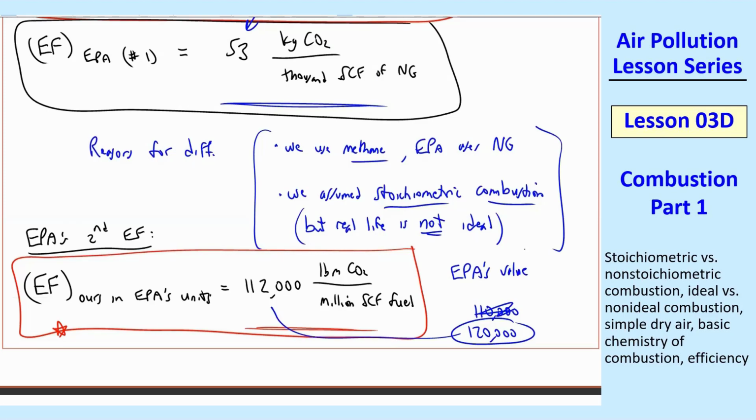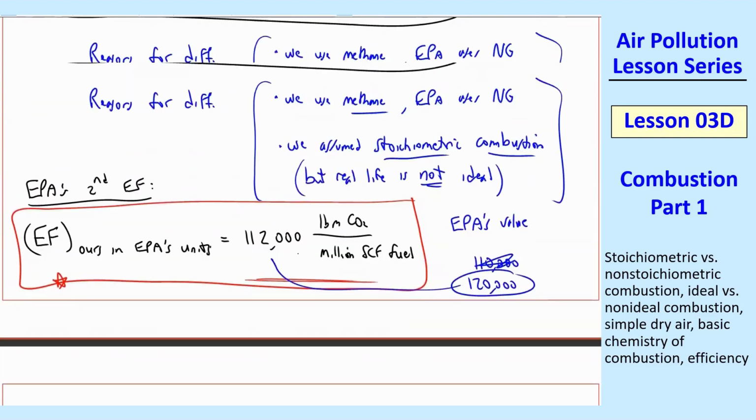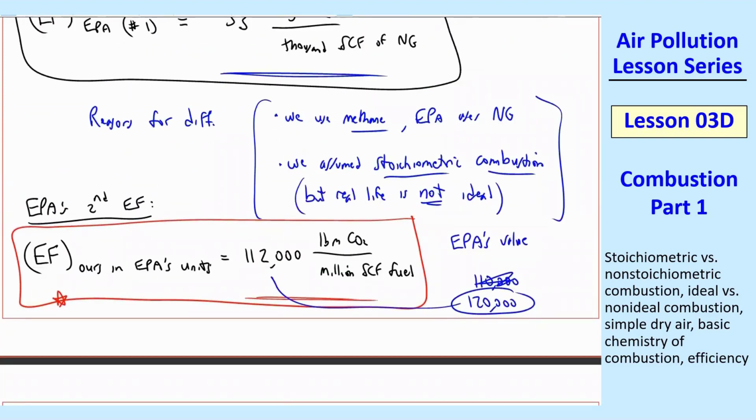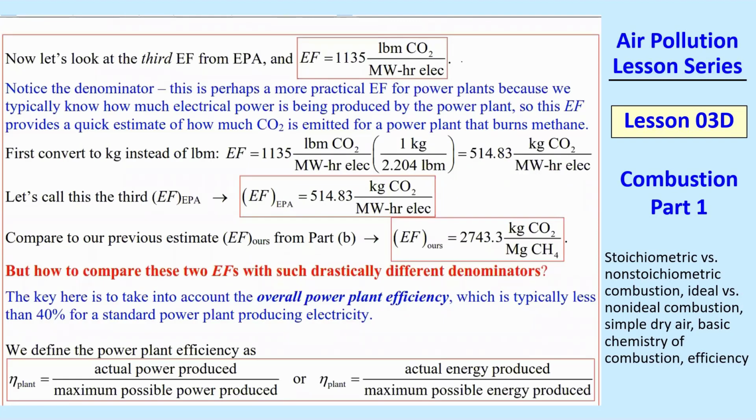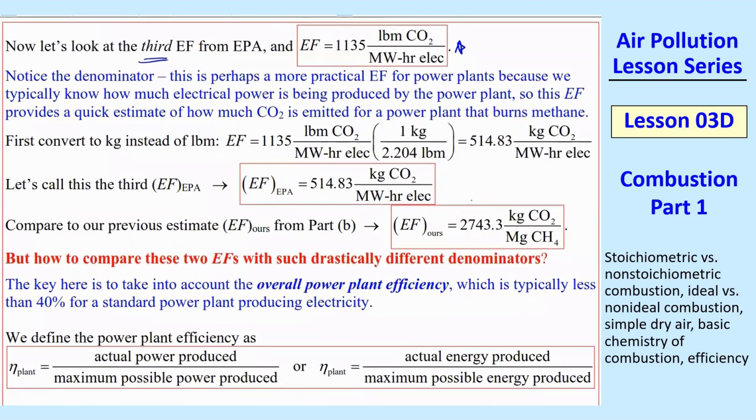And then finally, we look at the third one, and that one's going to involve a little more work. So here's the third EF from EPA. It's given in pound mass CO2 per megawatt hour of electricity. So that's a much different denominator than we had before. We're not looking at the amount of fuel. We're looking at the amount of power produced. And so that is going to involve an efficiency. So let's do some conversions here.